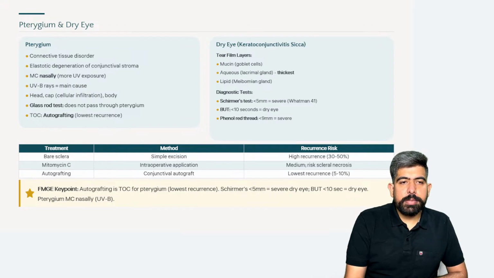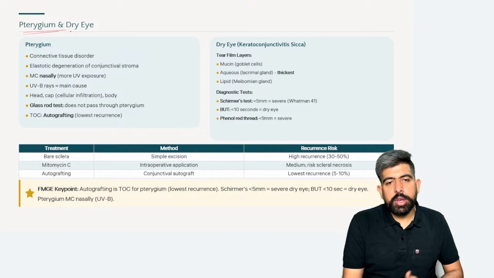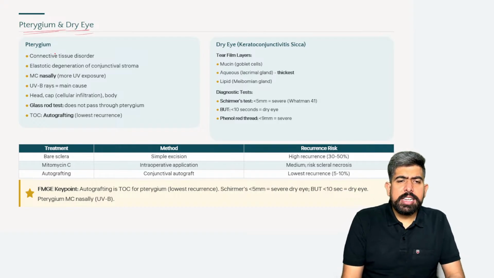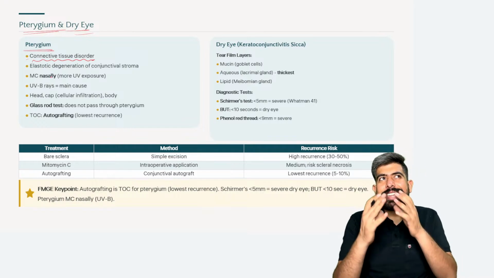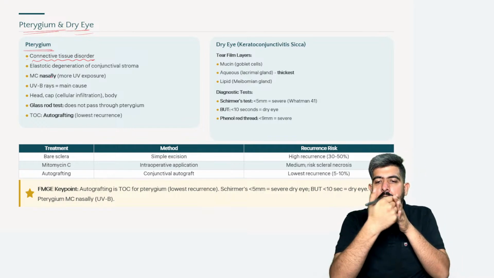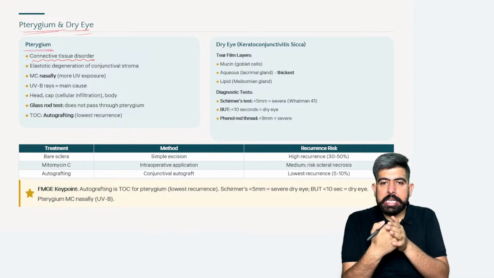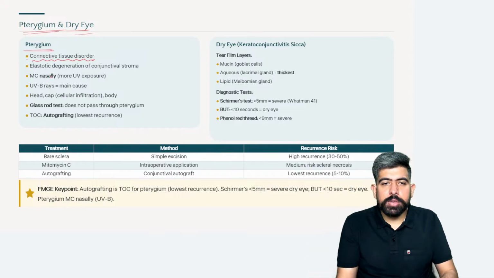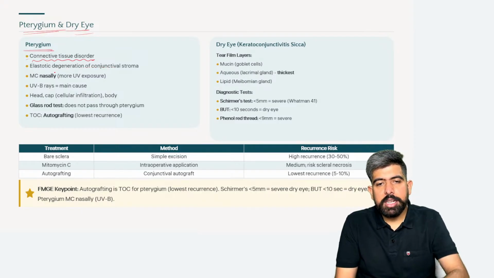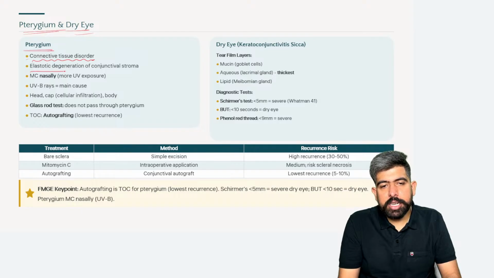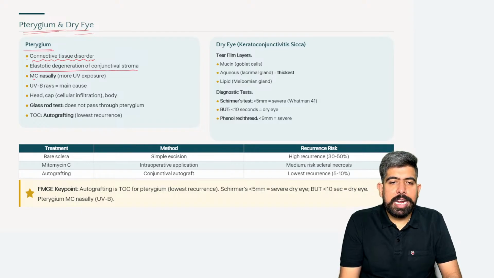The next one we are talking about is pterygium and dry eye. It is also related to your conjunctiva, right? Starting with pterygium: it is a connective tissue disorder. As we already talked about, the conjunctiva should remain on the scleral part, up to the limbus, not covering the cornea. It is elastotic degeneration of the conjunctival stroma, and it is most commonly seen nasally.